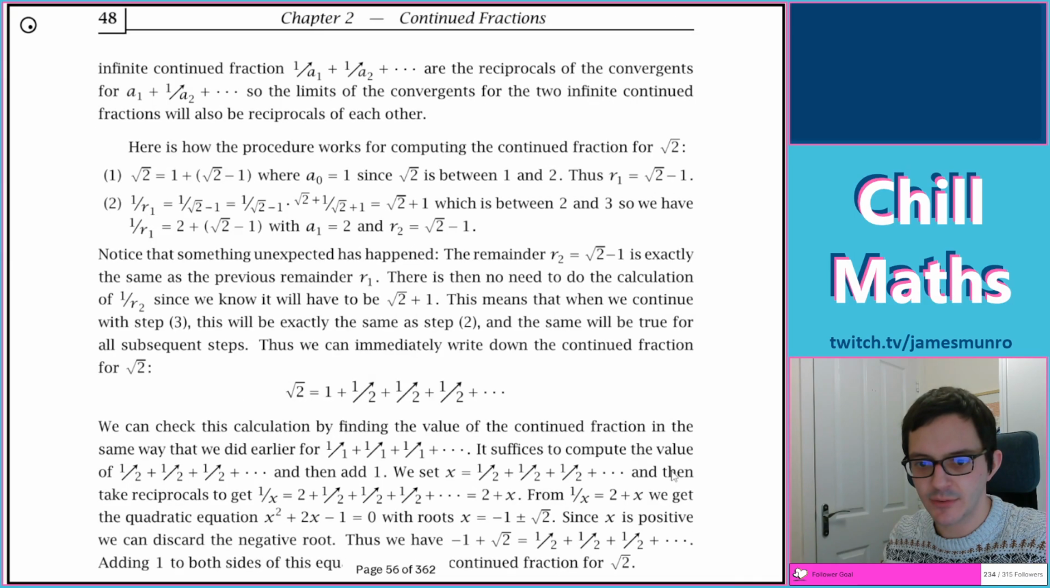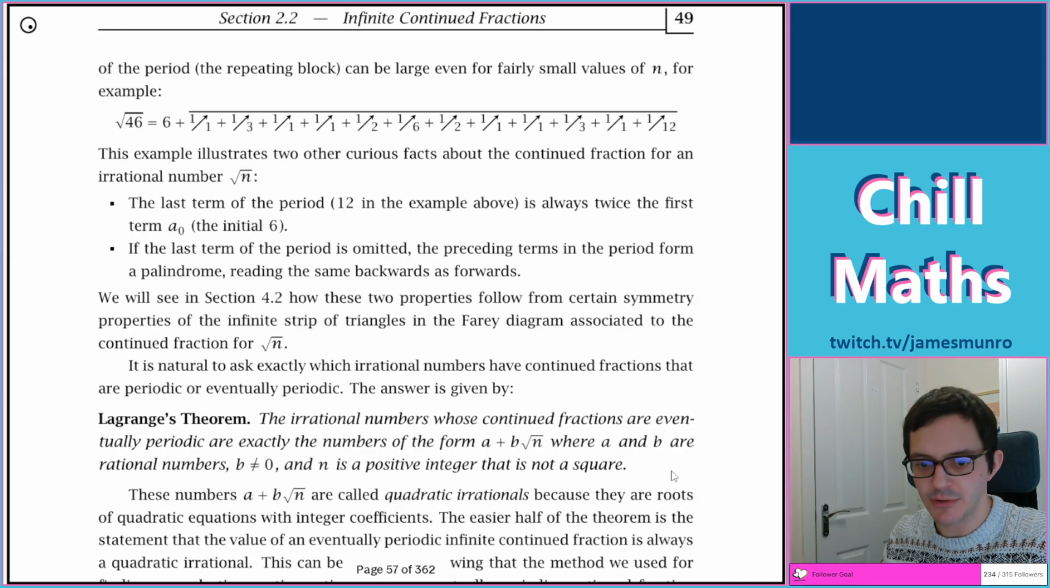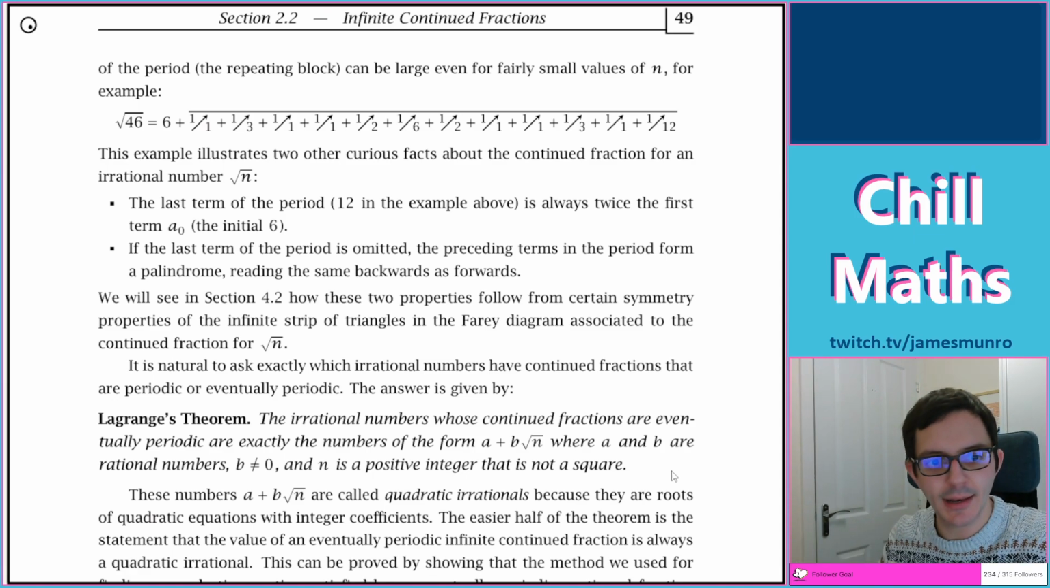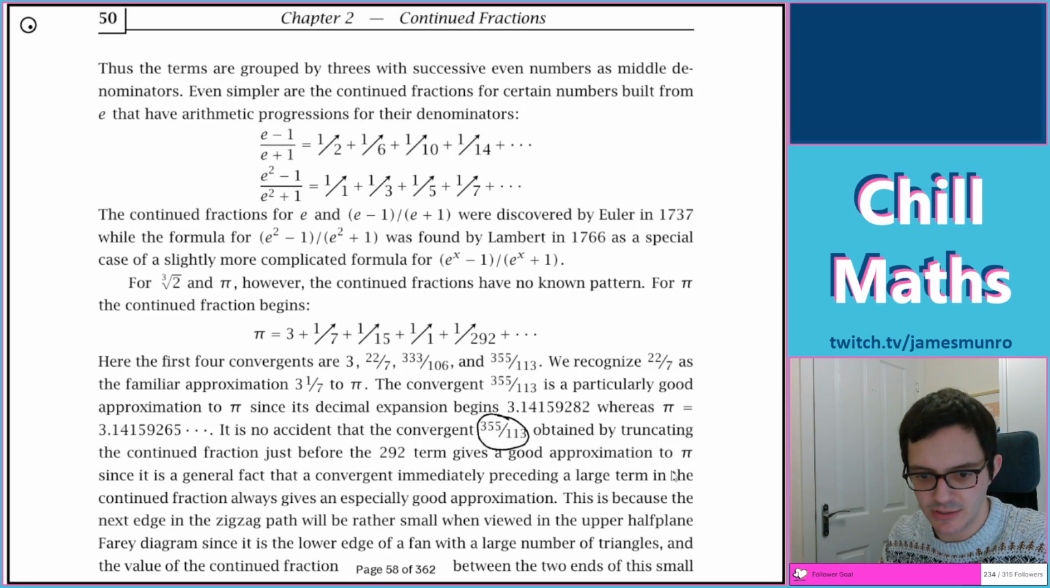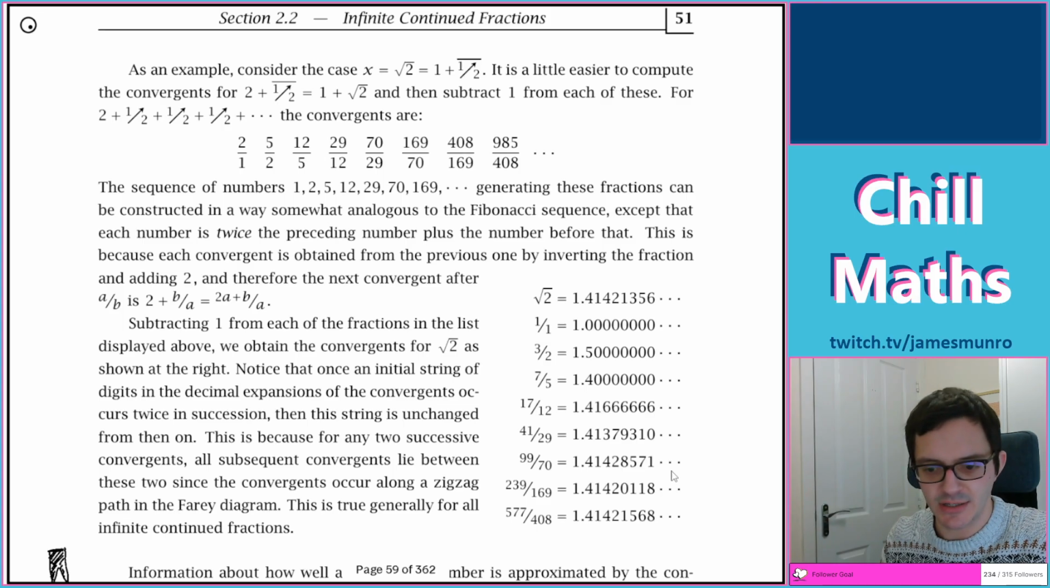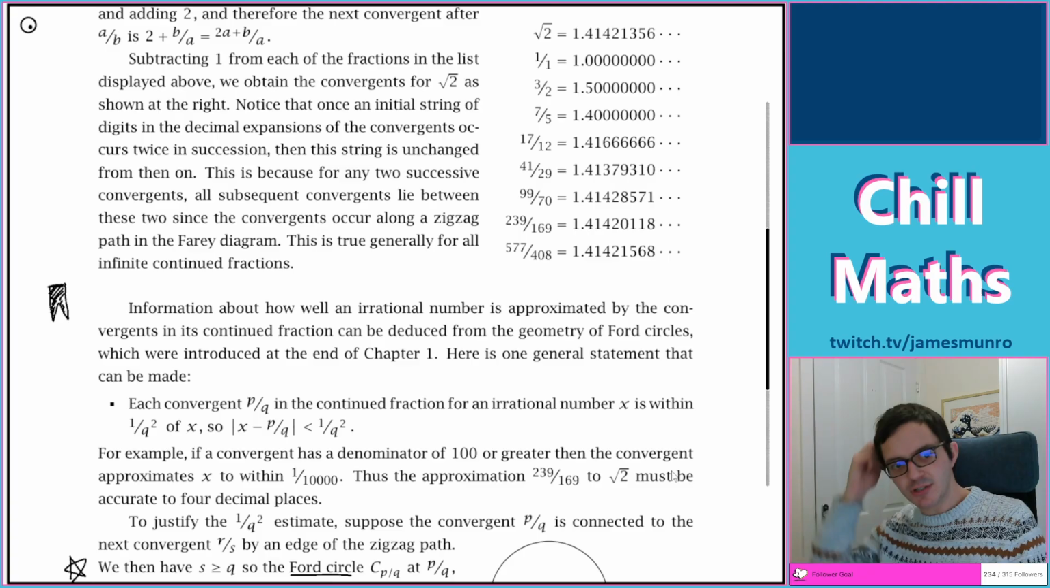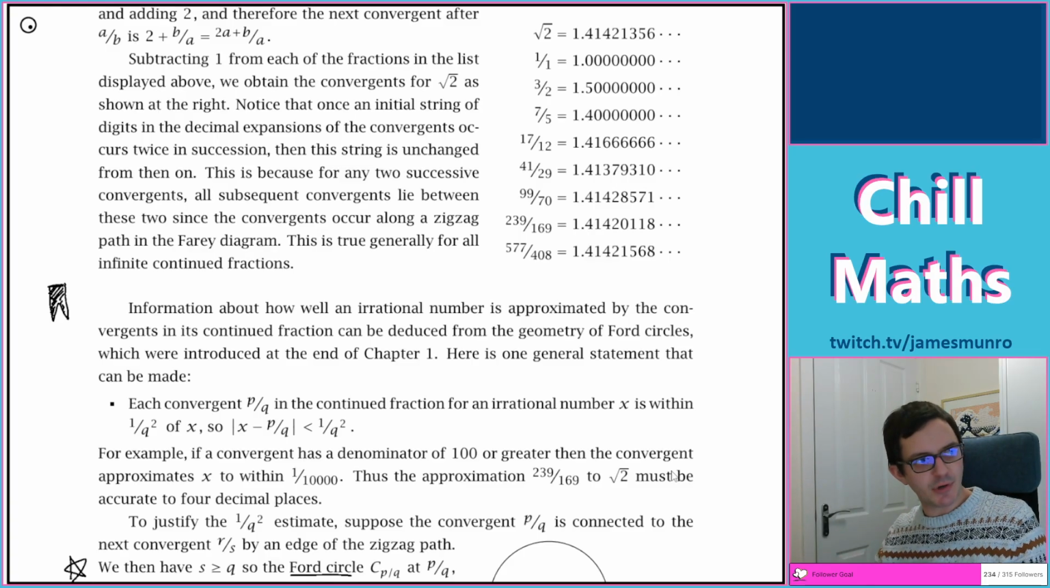you have the ones that repeat are the irrational numbers of the form a plus b root n, a, b, and n integers. Oh, sorry, n being rational. And then we've got some other facts about continued fractions. So we've got some things in here about how well they approximate, and then go back and do some Chinese remainder stuff, linear Diophantine equations, before we get to do symmetries.